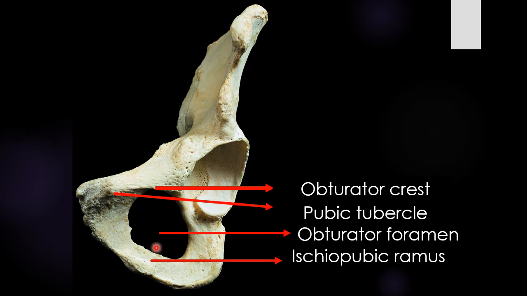Now we are moving to see this foramen, which is called the obturator foramen. Outside to this hip bone, just below this obturator foramen, you can write it as obturator externus.